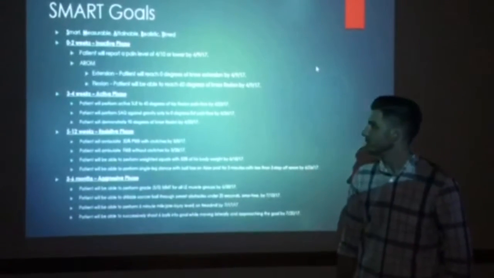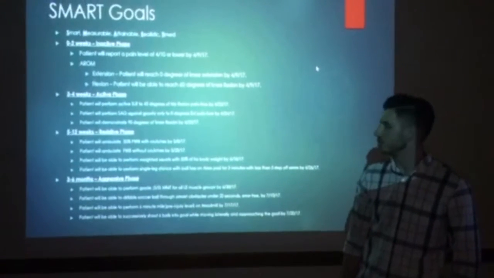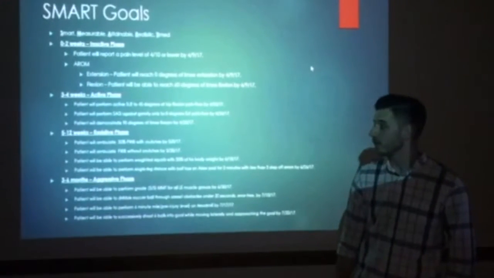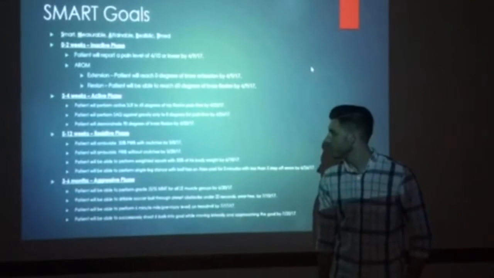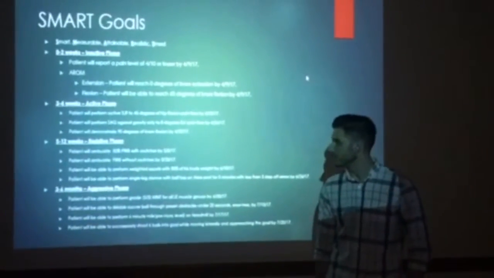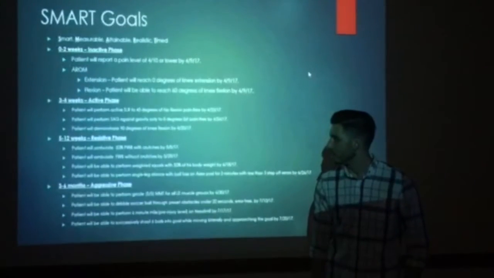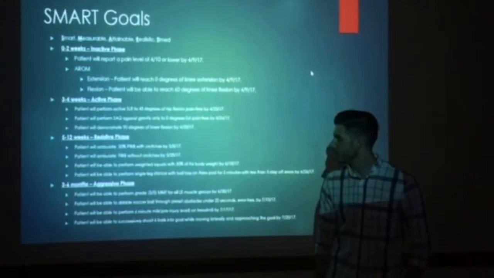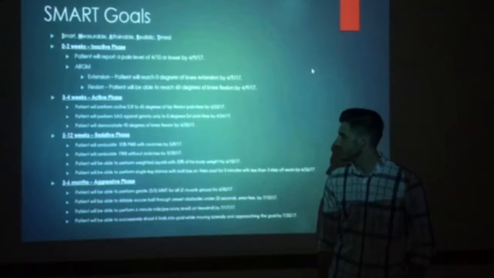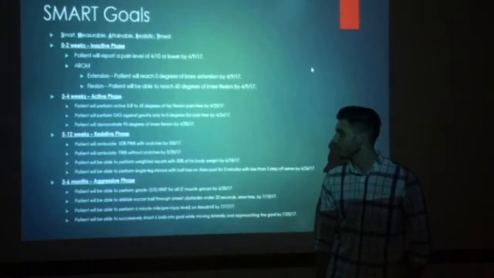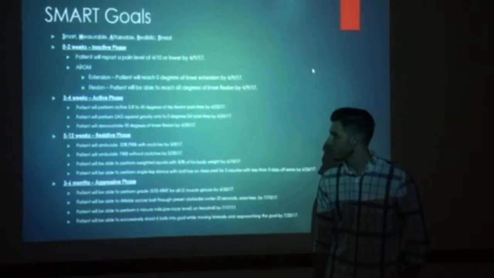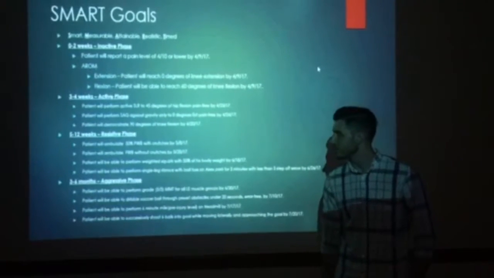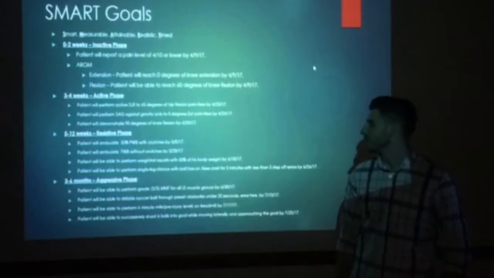For knee flexion, he will reach 60 degrees by 4/9 also. In our active phase, which is 3 to 4 weeks, the patient will perform active straight leg raises to 45 degrees of hip flexion pain-free by 4/23/17. Then the patient will perform short arc quads against gravity only to 0 degrees extension pain-free by 4/24. Our third goal for the active phase is the patient will demonstrate 90 degrees of knee flexion by 4/20/17.